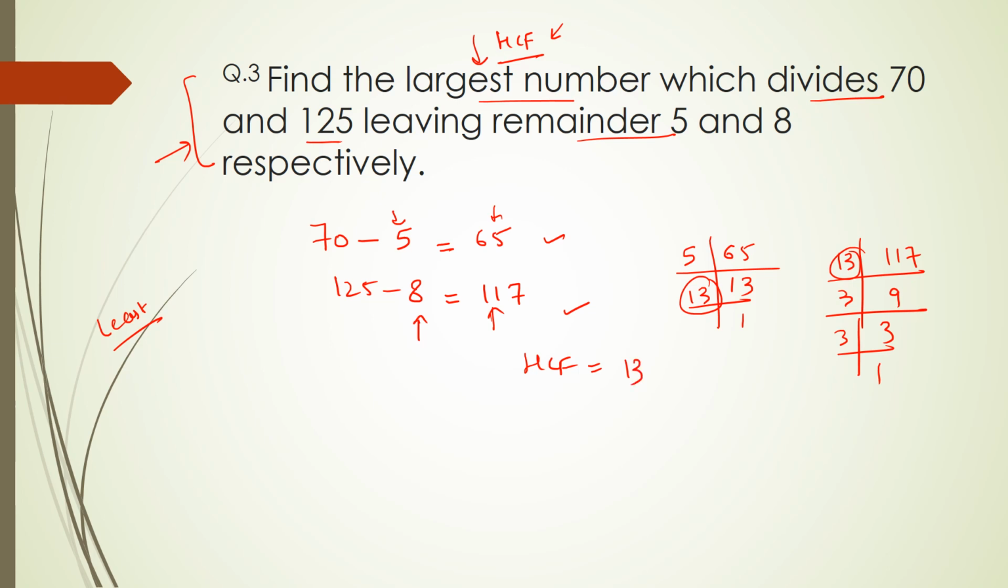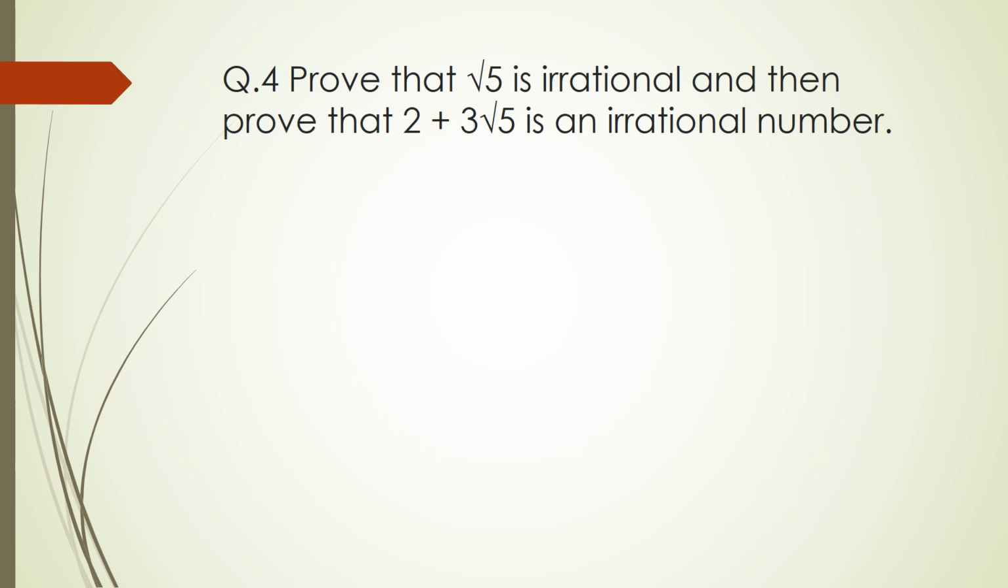Next. This is very important. It comes almost every single year in the board examination, that you have to prove root 5 as irrational. Then I have clubbed two questions together, that then show that 2 plus 3 root 5 is irrational. So let's focus on root 5 first.